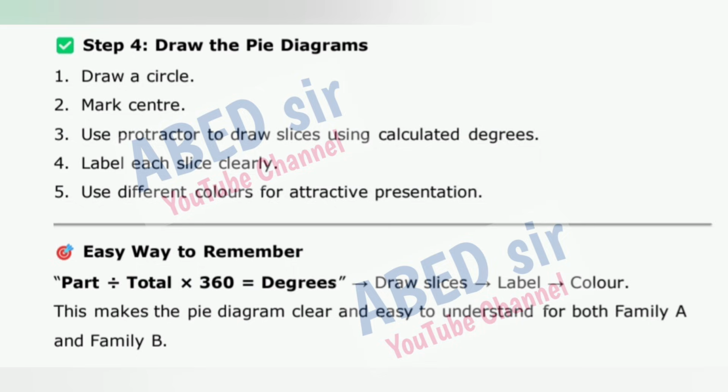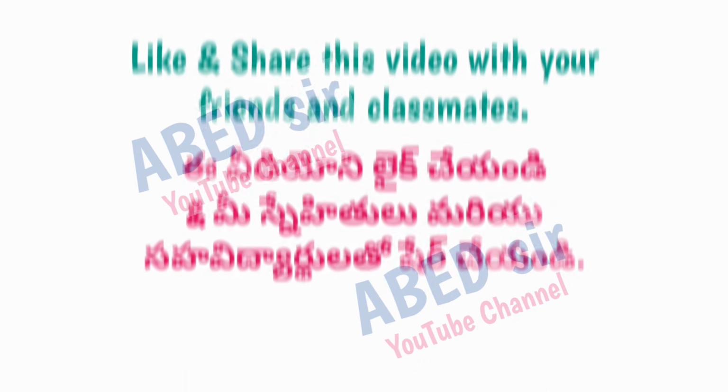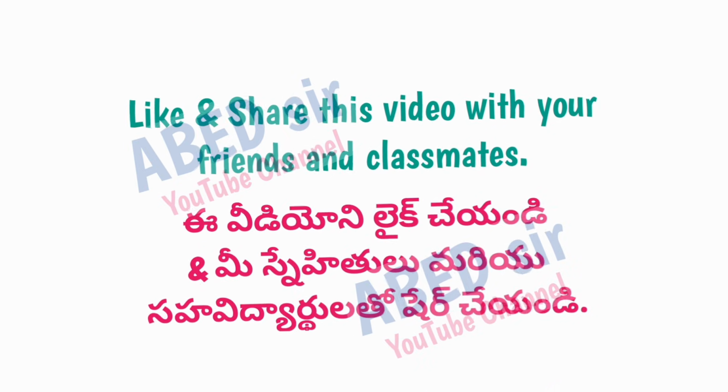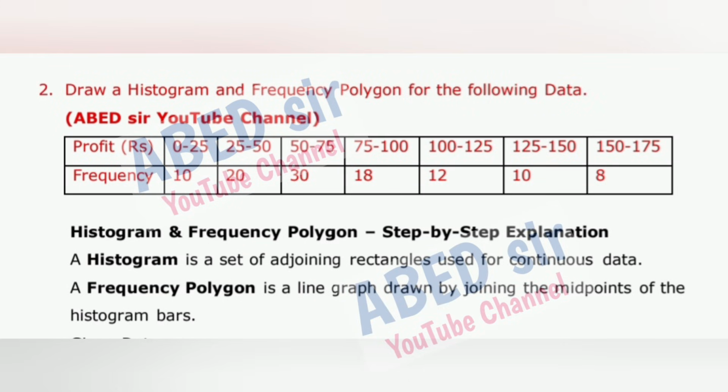Easy way to remember: part divided by total times 360 is equal to degrees. Draw slices, label, color. This makes the pie diagram clear and easy to understand for both Family A and Family B. Next important problem is: draw a histogram and frequency polygon for the following data.